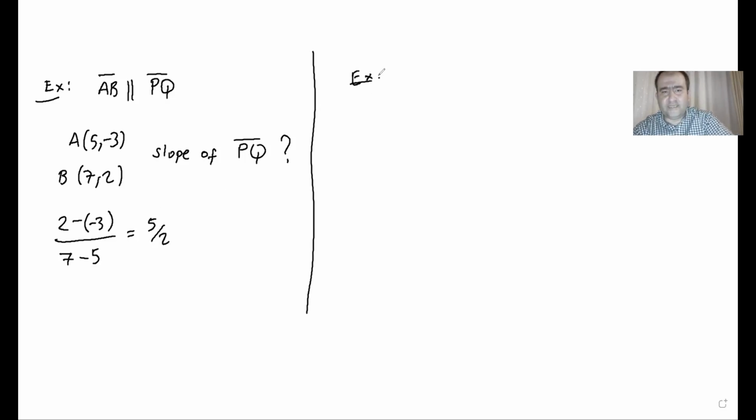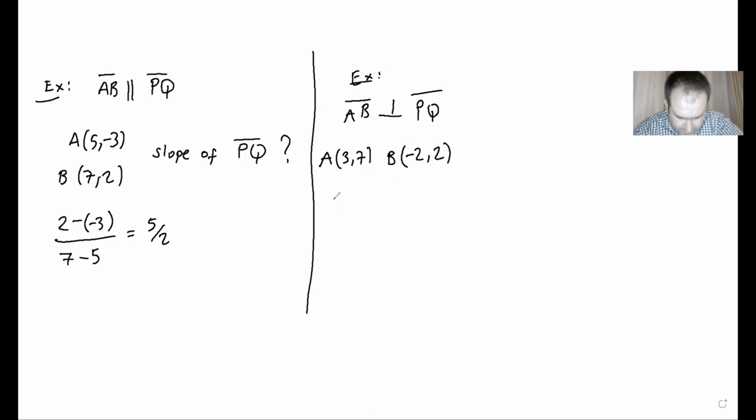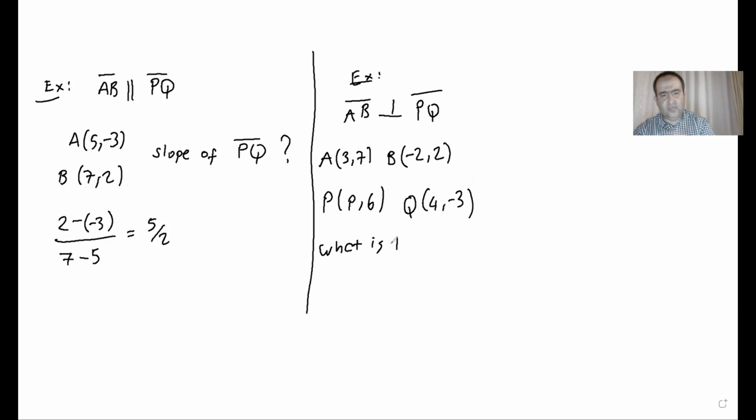Another example is, for example, line AB perpendicular to line PQ. A is (3, 7), B is (minus 2, 2), P is (6, P), and Q is (4, minus 3). What is the value of P? Okay, let me look at this.